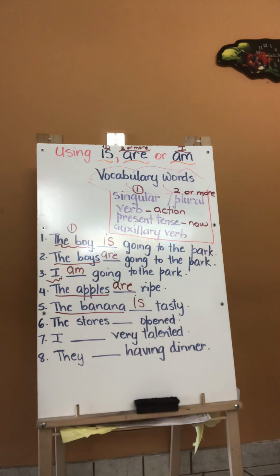So go ahead, look at number 6, 7, and 8. And you can write your answers down so that when I write my answers, you can give yourselves a check. So let's go. The stores blank opened. That's number 6. Go ahead, write your answer down so you can give yourself a check. Number 7, I blank very talented. And then 8, they blank having dinner. Let's see what you choose. Write them down and don't cheat. Be honest.